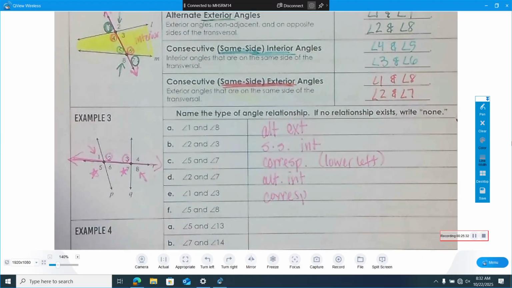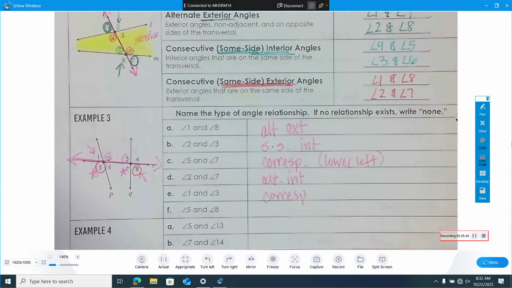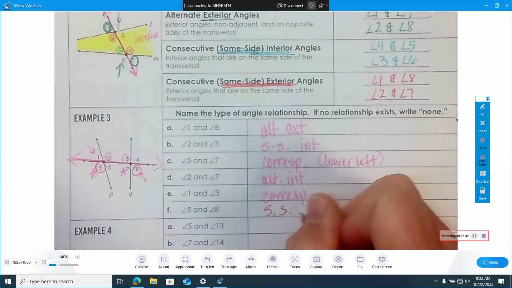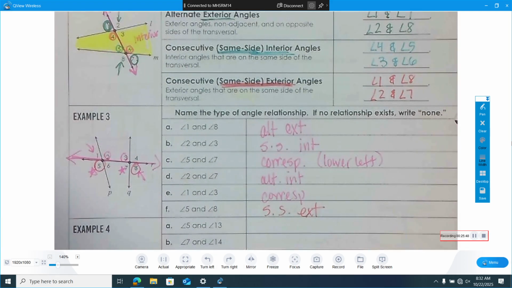Very good. And then 5 and 8. So 5 and 8. Won't they be same side exterior? Same side exterior. Very good. They're both on the same side, on the outside of our two lines. So same side exterior. Great.